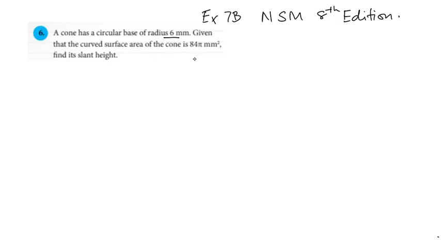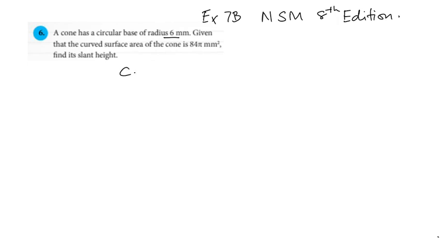Hello guys. In continuation of the previous video where we have solved exercise 7b from new syllabus mathematics 8th edition, we have solved question number 5. Now question number 6: a cone has a circular base of radius 6 millimeters. Given that the curved surface area of the cone is 84 pi millimeter squares, find its slant height.